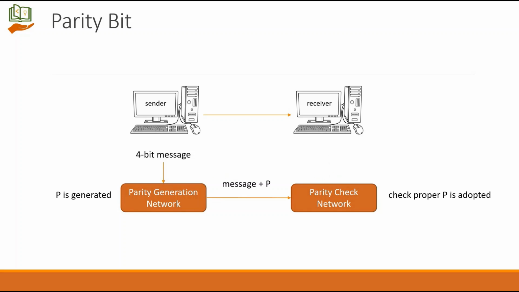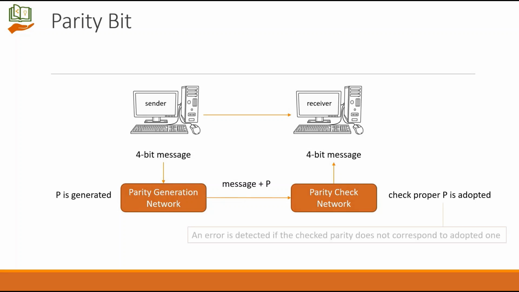In this parity check network, we are checking whether proper parity is adopted. If the parity is telling there is no error, the 4-bit message will be taken as correct by the receiver. How does it know if an error occurs? An error is detected if the checked parity does not correspond to the adopted one. So based on the parity bit, it will be decided whether the message is received right or wrong.